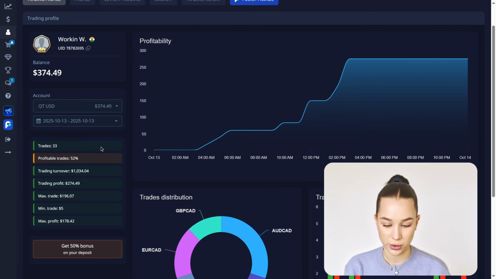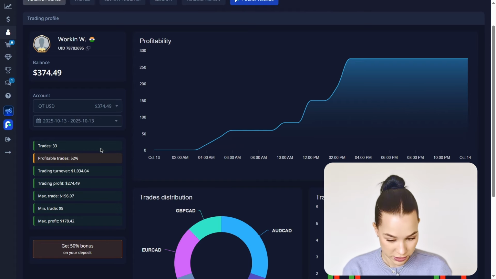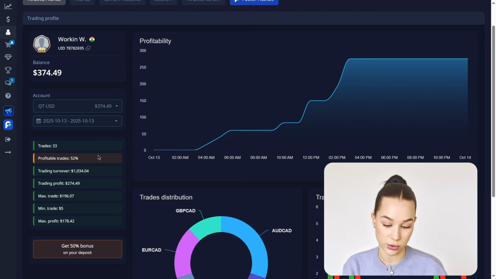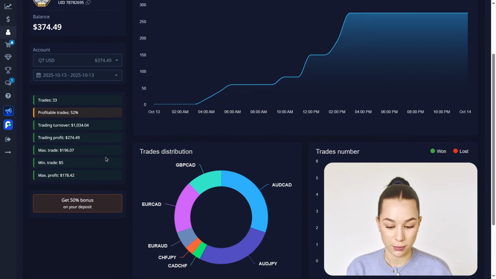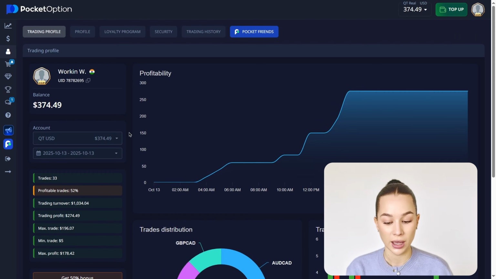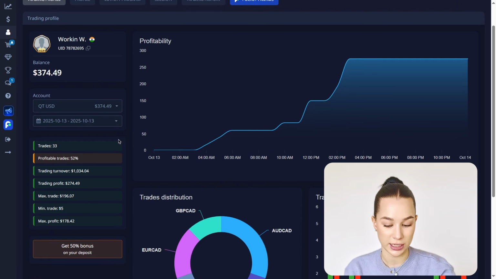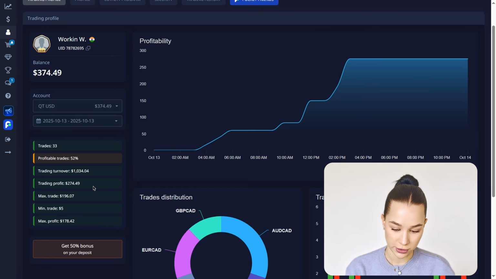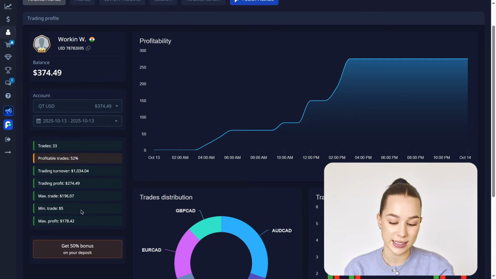So it was 33 trades, profitable trades is 52%, trading turnover $1,034, trading profit $274.49. Maximum trade was 196. It was the last one that we made. Minimum trade $5. So maximum profit is 178.